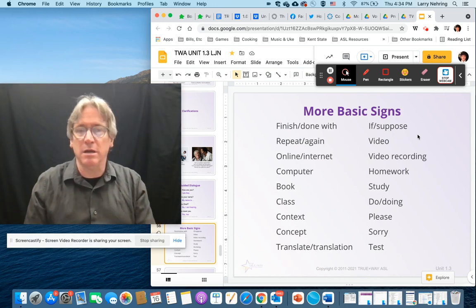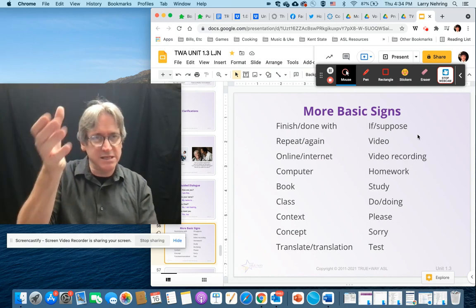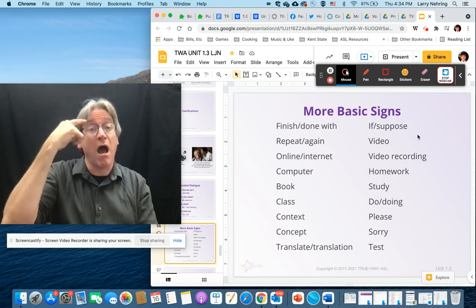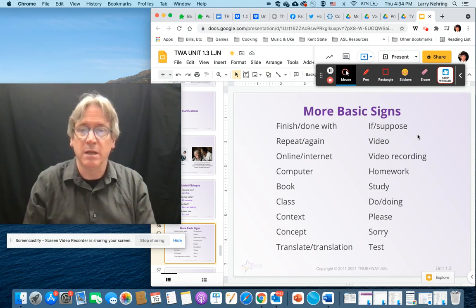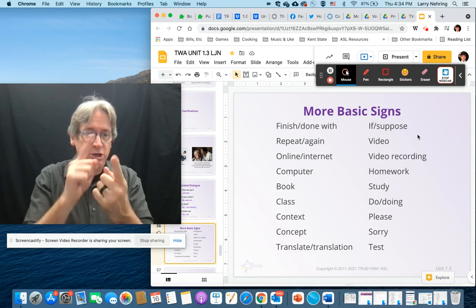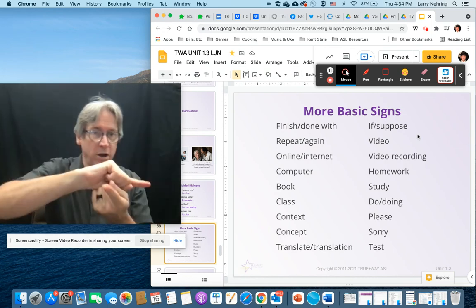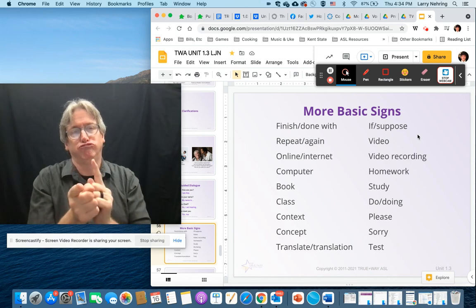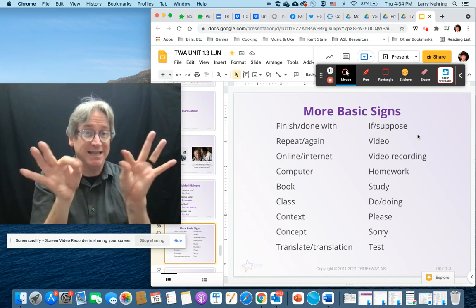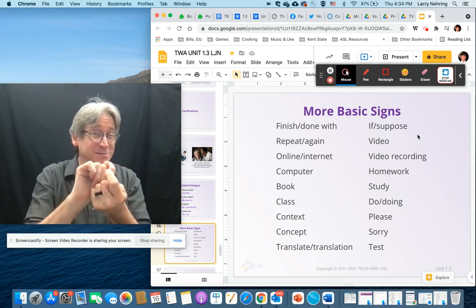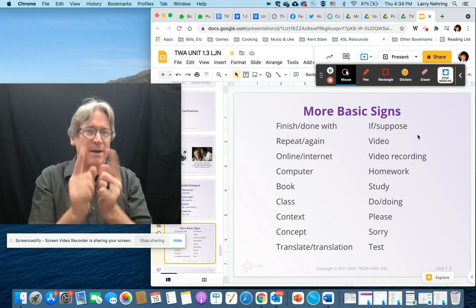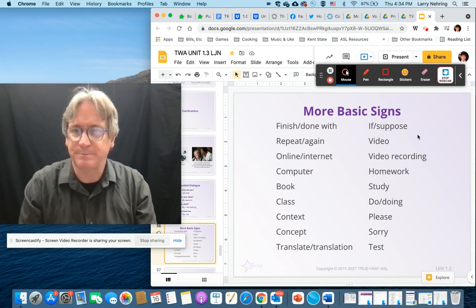Concept. Take a look at what they show in the video. This is one that's very popular. Concept. Like idea. Think. Concept. Translate or translation. You're going from one language to the other language. You'll see this as well for interpret, because it's using language. And you'll sometimes see TL, translate. This one's the better one, and it's the more commonly accepted.